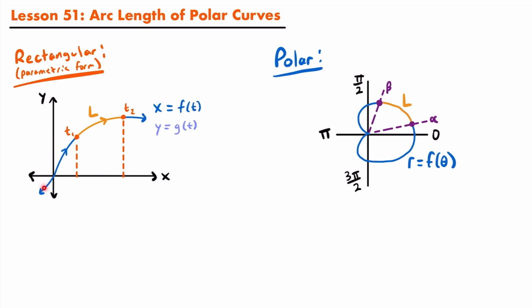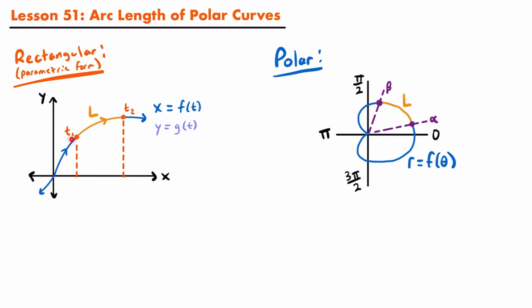And so if you take a look at this graph here, you can see that we are working within the rectangular coordinate system. We have our x-axis and our y-axis, and we have a curve here represented by two parametric equations. And so this curve would be a parametric curve. It's represented by x equals f of t and y equals g of t. So t is our parameter.